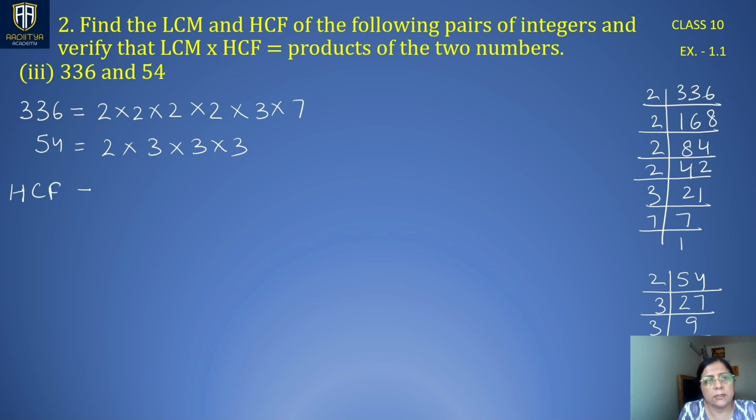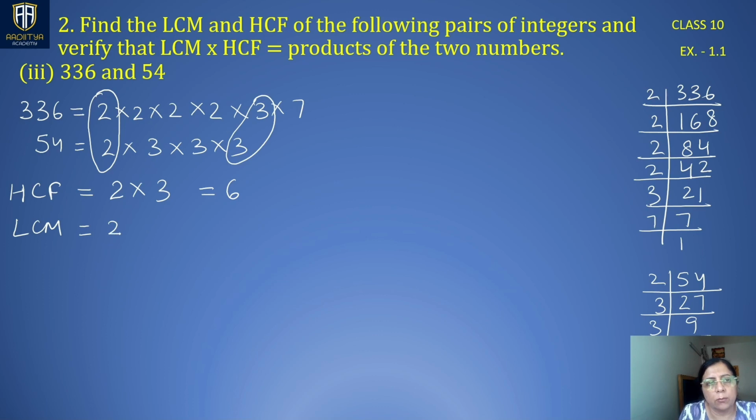Then we have to find the HCF. For HCF we have to look for the common numbers, and we have 2 here and 3 here. So the common factors are 2 and 3. So the HCF becomes 6, right? And then we have LCM. For the LCM, first you have to write the numbers which are common. So we have 2 and 3. These are the common numbers. After writing them, then you look for the numbers which are not common to both the terms. Like we have these 3 2s in 336.